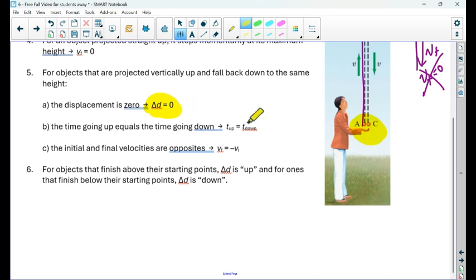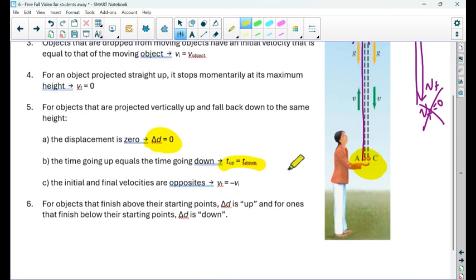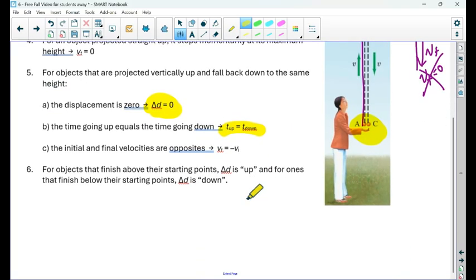The time going up and the time going down are going to be equal to one another. They're symmetric, which is kind of cool. In fact, a ball that goes up and down, if you turn times backwards, you'll still get the exact same motion. So the upwards journey and the downwards journey take the same amount of time, if they're landing at the same height.